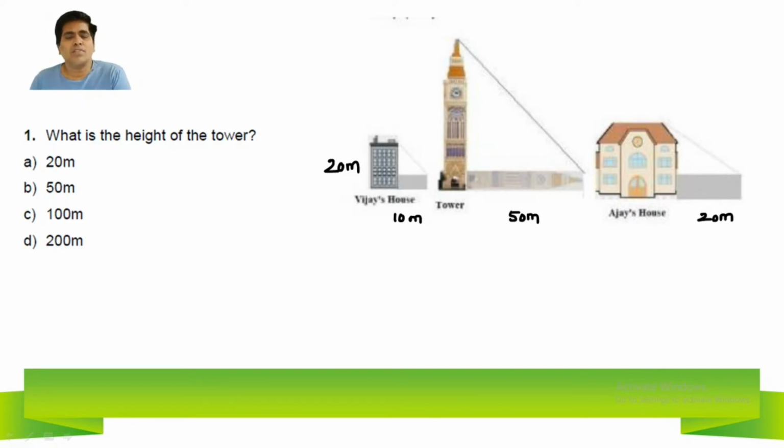Now based on this, we can find the height of the tower. The height of the tower I am assuming as x. Definitely it forms similar triangles. I already told you why it forms similar triangles.